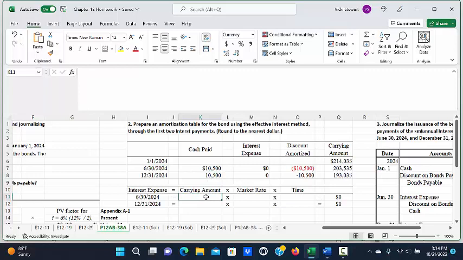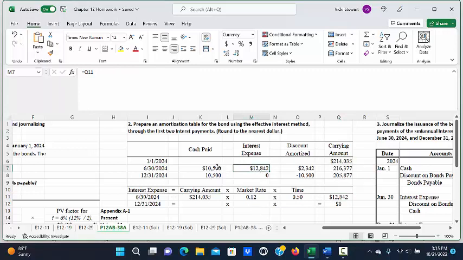Now we're going to determine the interest expense at the market rate for each of the first two interest payment dates. So you start out with your carrying amount, which in the beginning is $214,035. You multiply that by the 12% market rate, and then by 0.5 because it's half of a year. And we get the first interest amount of $12,842. So that's interest at 12%.